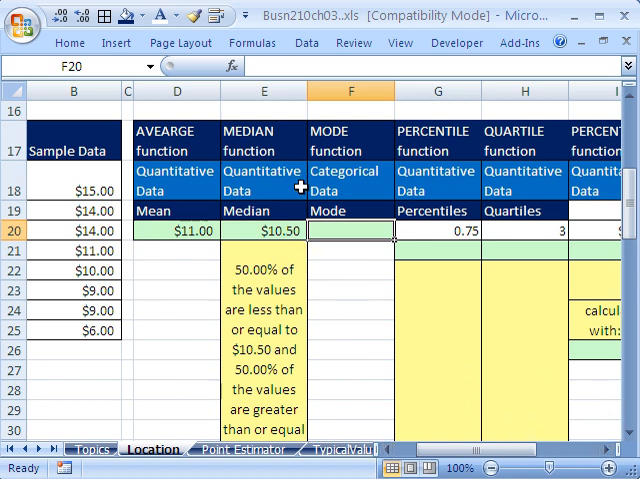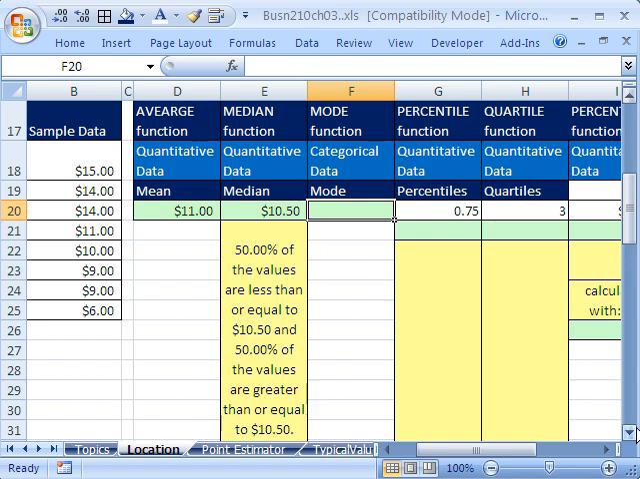What does this mean? The median, it says 50% of the values are less than or equal to the 1050, and 50% of the values are greater than or equal to that 1050. Now, later we'll see percentile and quartile. The 0.5 percentile, or 50th percentile, is exactly the same as the median.